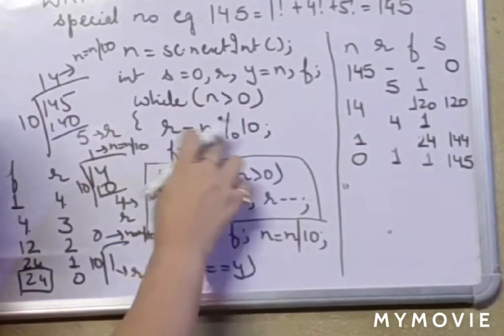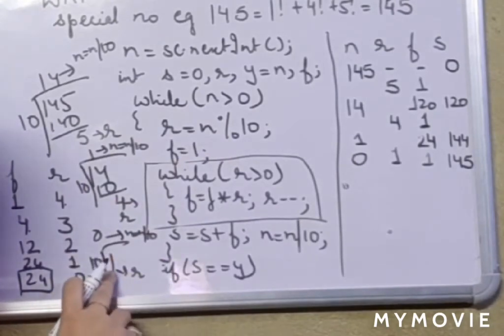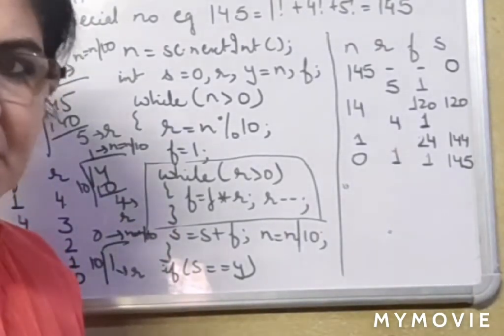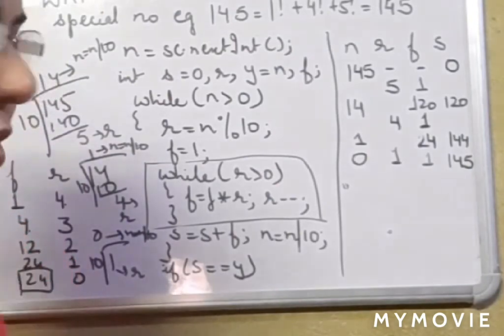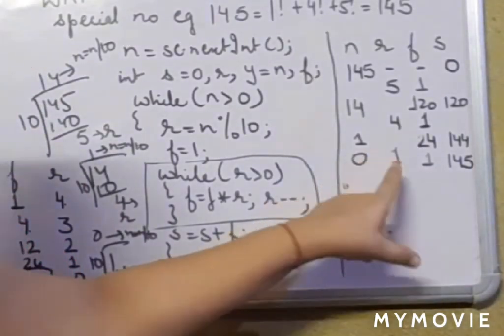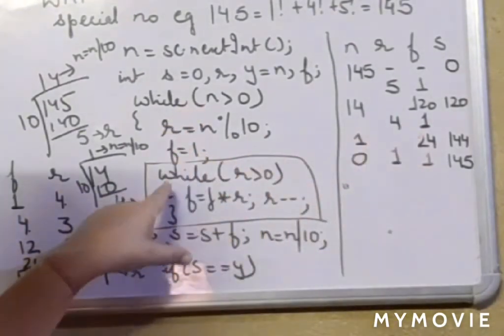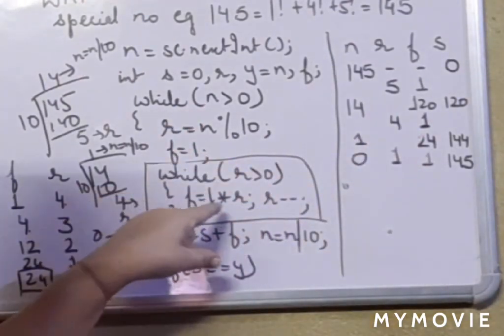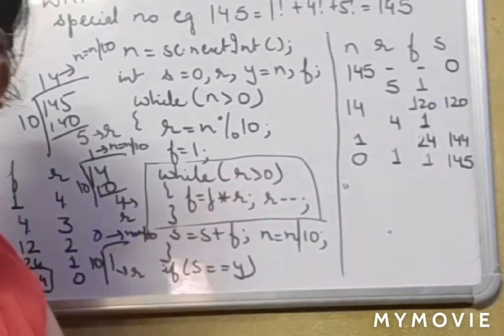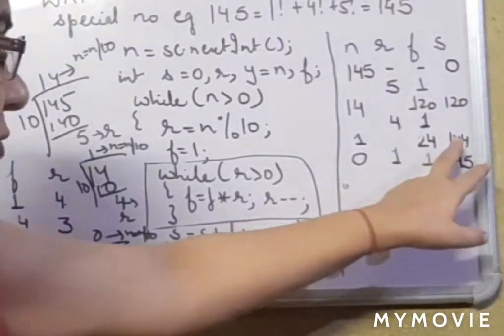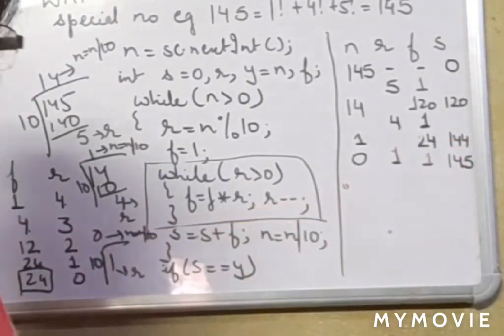1 is greater than 0, 1 mod 10. If you try to divide 1 by the number 10, 1 doesn't come in the table of 10. So the number which does not come in the table of 10 will become the remainder itself. So the value of R has become 1. Again, F will be re-initialized to 1. While R greater than 0, F is equal to F into R, R minus minus will calculate the factorial of 1 as 1 only. S, which was 144, will add 1 to itself in order to get 145.